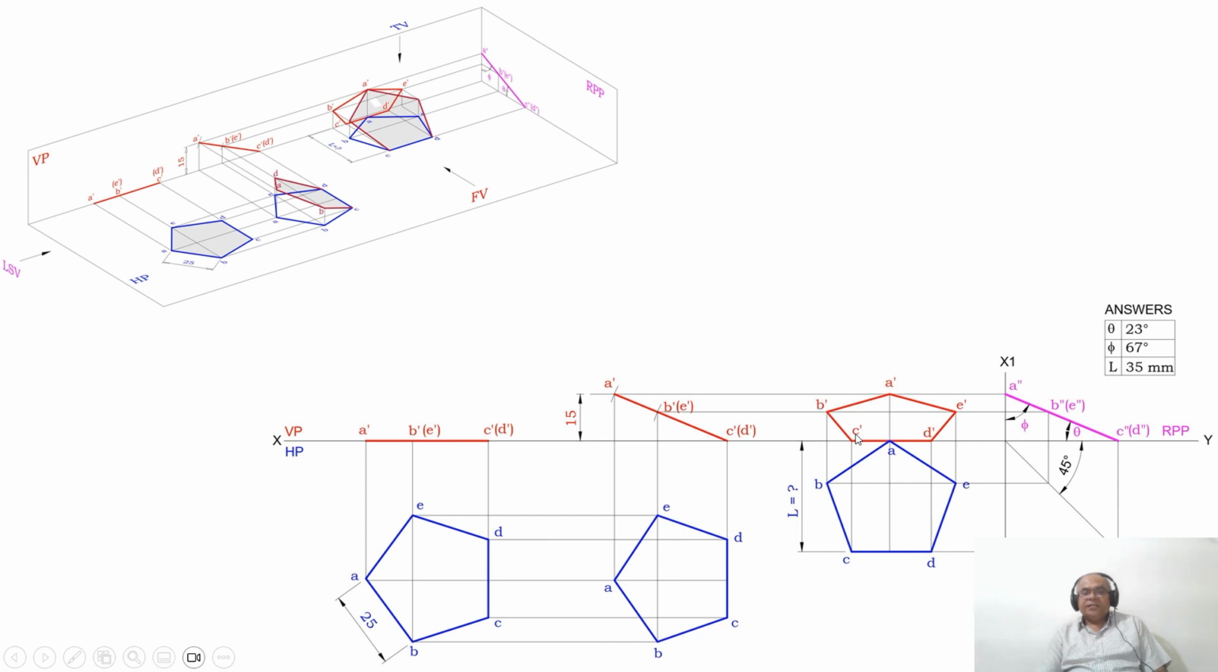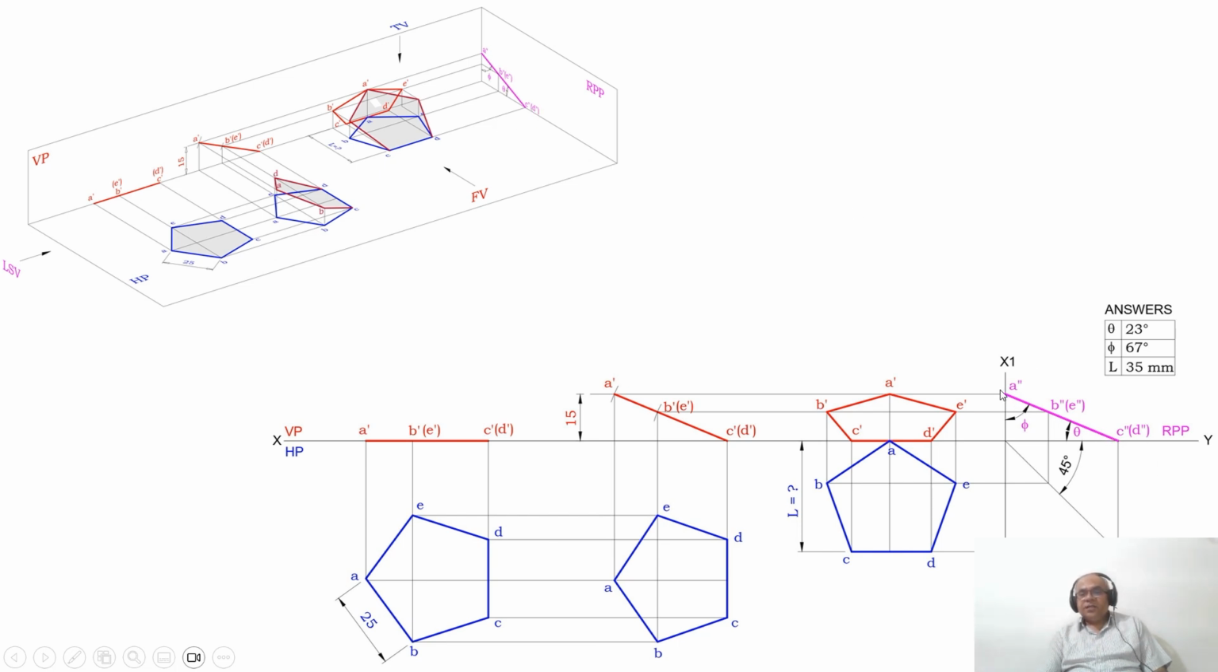As you look from the left side view, B dash and C dash are near to the observer, therefore B double dash is visible and C double dash is visible, whereas E dash and D dash are away from the observer. Because E dash is coinciding with B dash and D dash is coinciding with C dash, therefore E double dash and D double dash are invisible. That's what we can see here. As you look from this view, B is visible and E is invisible. Therefore, B double dash is visible and E double dash is invisible. Similarly, C is visible and D double dash is invisible.